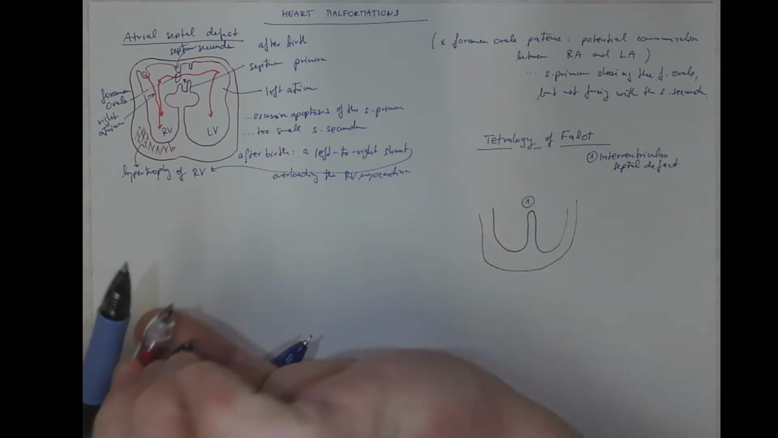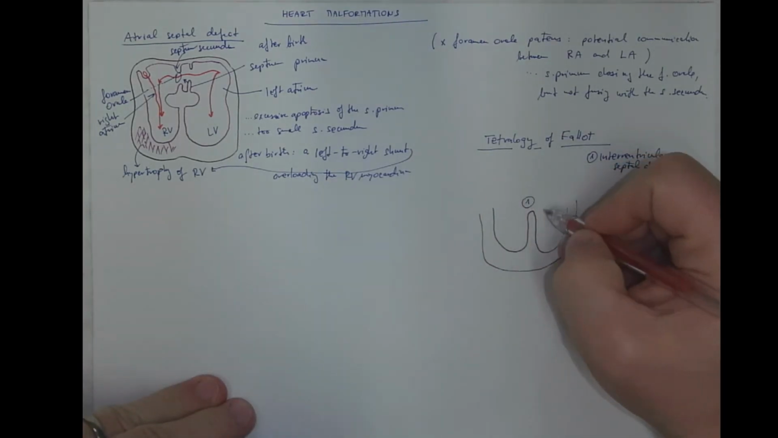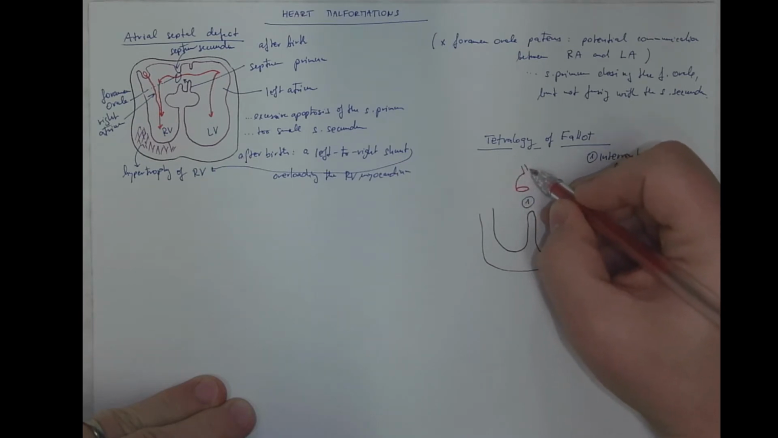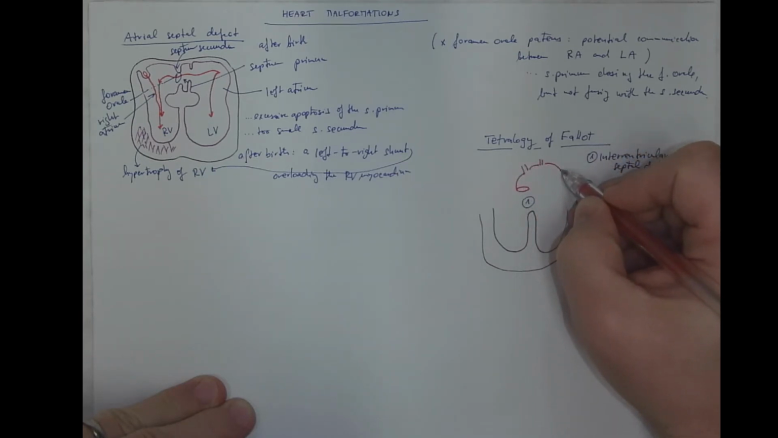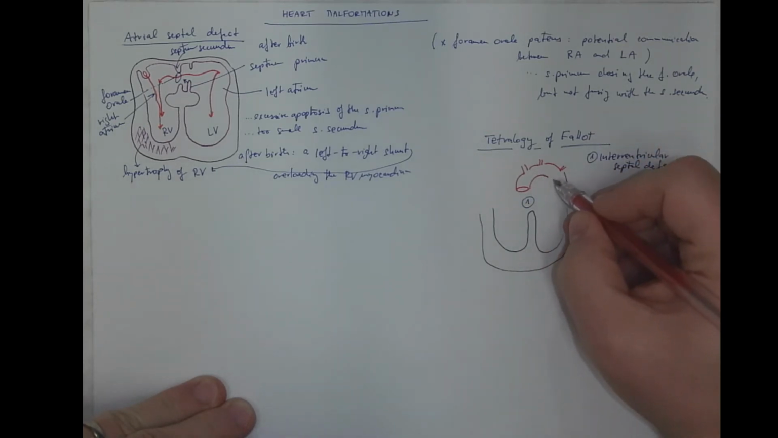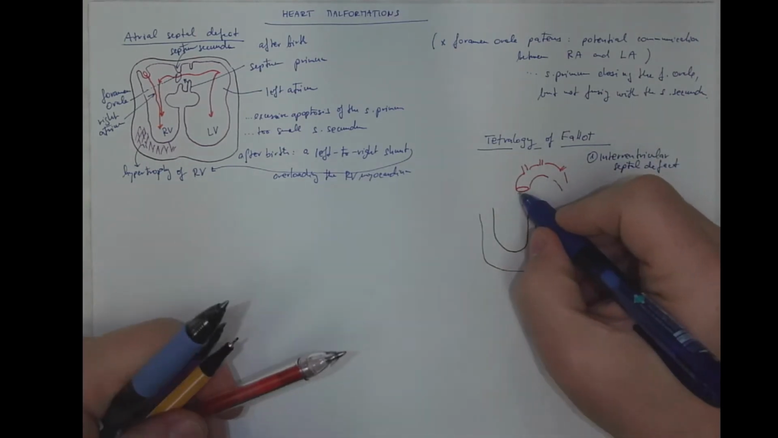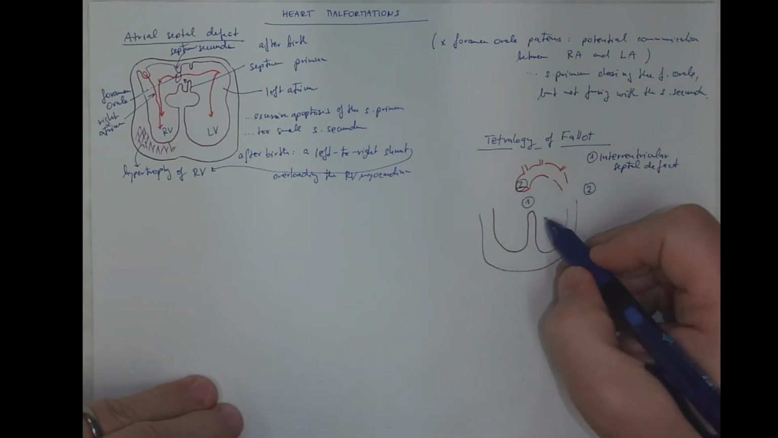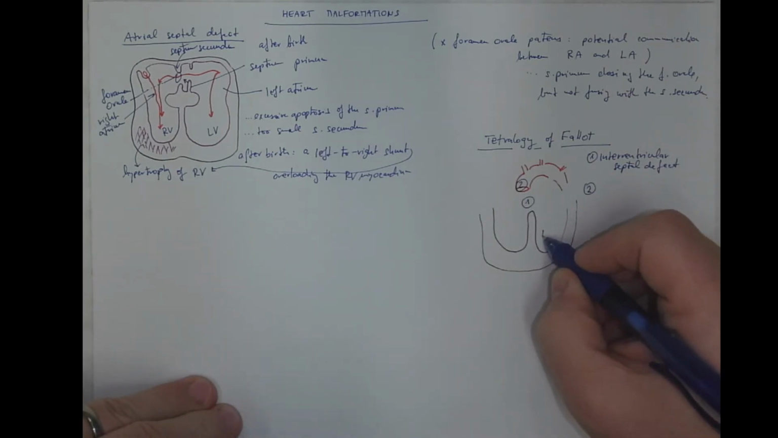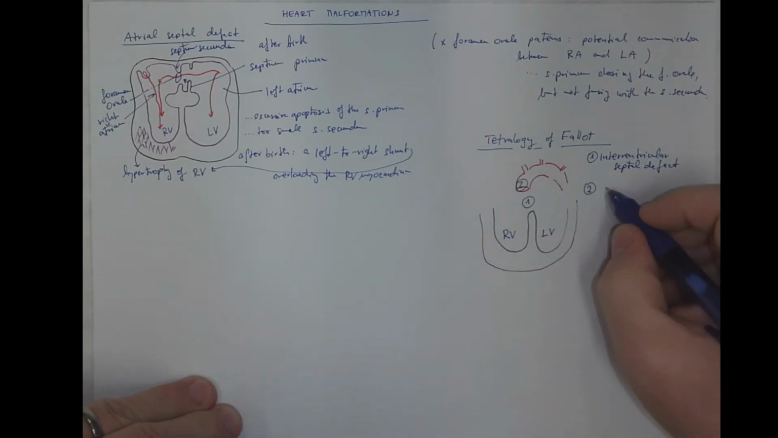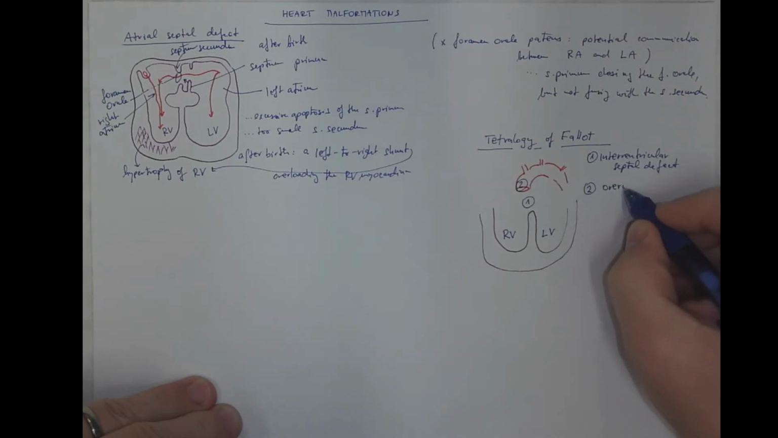The second problem is that the aorta, which is normally supposed to take blood from the left ventricle only, is overriding that defect. So that's problem number 2. Thus it receives blood not only from the left ventricle but also from the right ventricle. It's called overriding of the aorta.